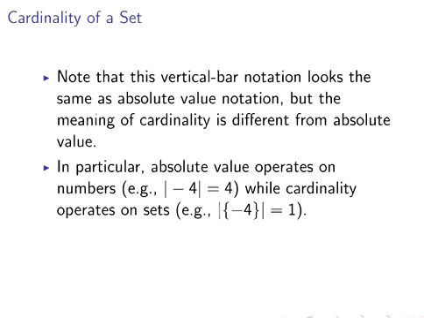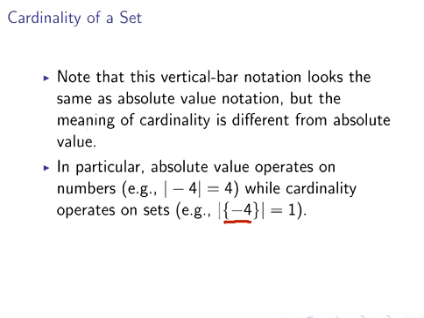For example, the absolute value of -4 is equal to 4. But as we're going to see shortly, when cardinality operates on sets, we might have this set here, which contains the element -4, and the cardinality of that set is 1. Again, it's because there is one element in that set.